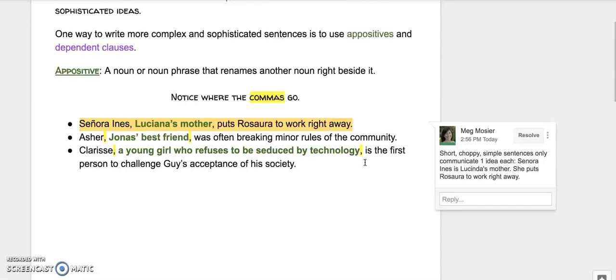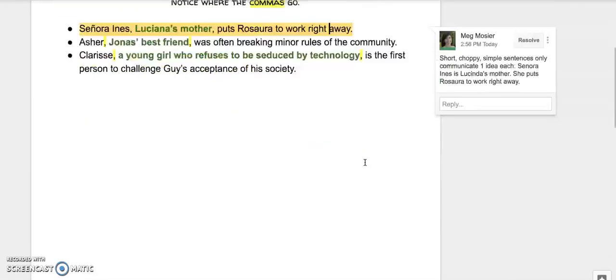All right, so appositives are one way to write more complex sentences. Now I want to show you a second strategy you can use, and that is including dependent clauses.